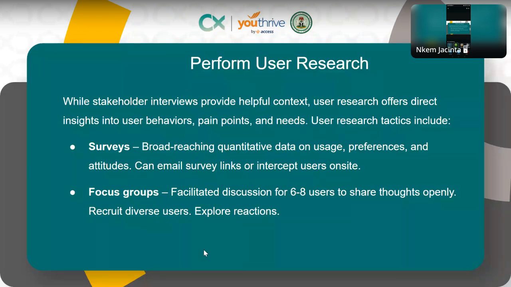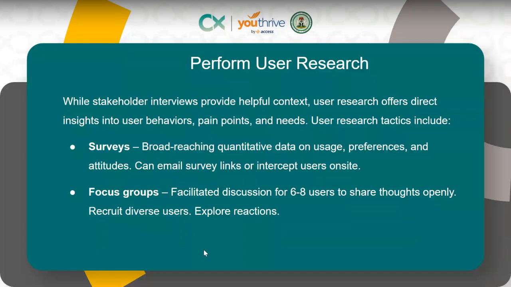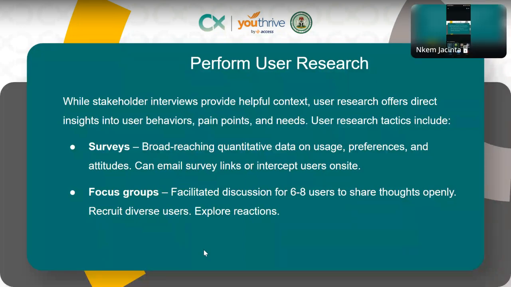Now, the next phase is to perform user research. How do we perform user research? First one was stakeholder interviews. This one is user research. Stakeholder interviews provide helpful context. User research offers direct insight into user behaviors, pain points, and needs. User research tactics include surveys.